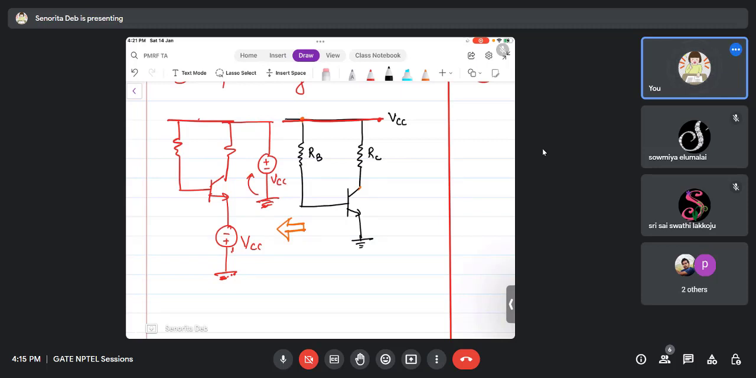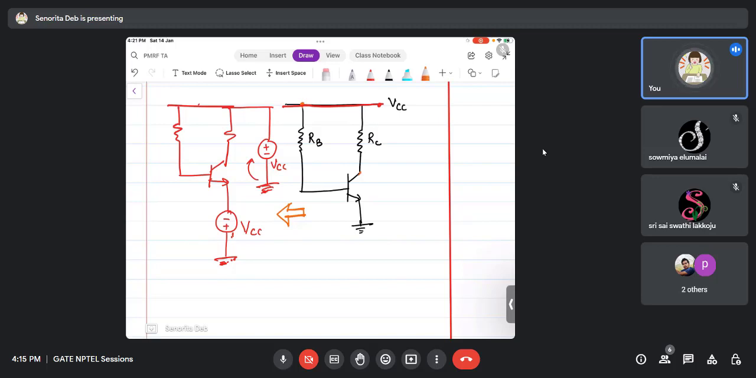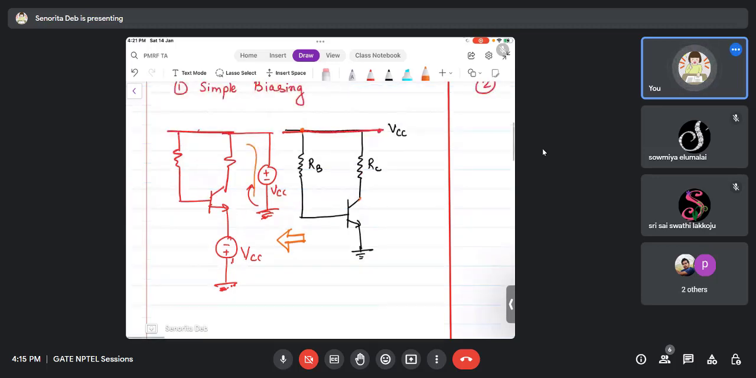Now let us put the KVL. How do you put KVL? This will be one path, and this will be another path. With orange I have drawn one, and the other one is the second. Now what is this voltage? This is VCE. And what is this voltage? This is VBE.